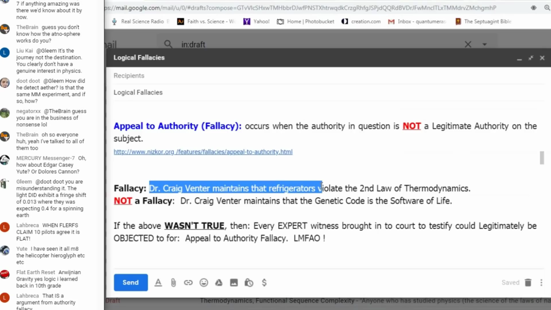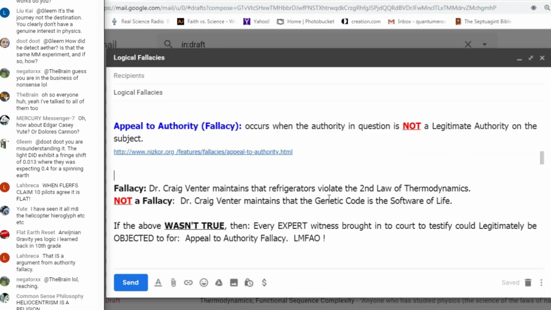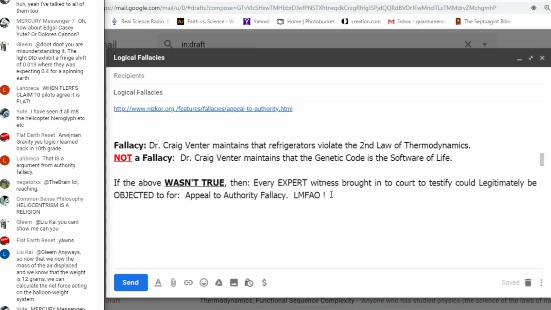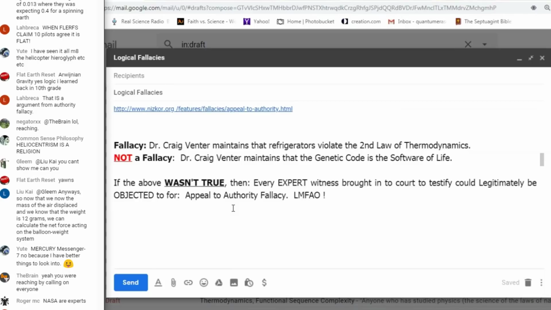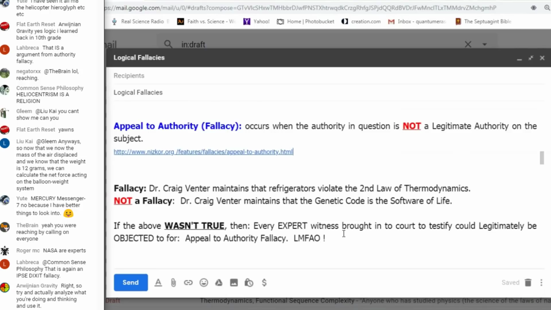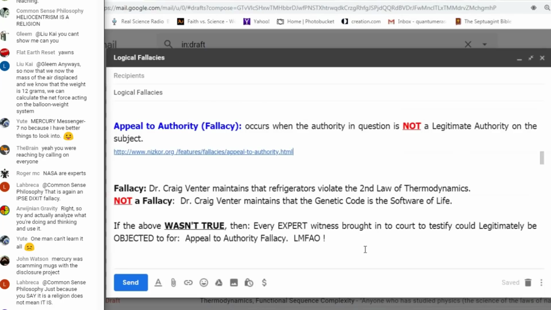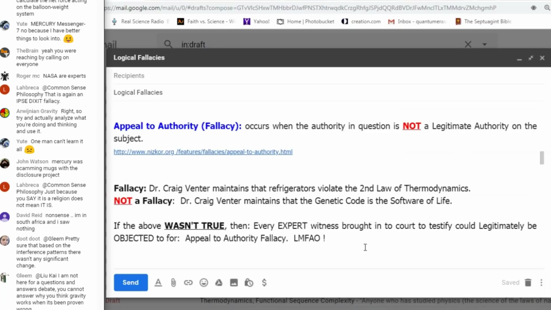But the fallacy is, well, Dr. Craig Venter is probably not a refrigerator expert. He may know a little bit about the second law of thermodynamics, but this sets it apart. This is a fallacy because he is not a legitimate authority on refrigerators. Now, if this wasn't true, if it was just "that's an authority," then every expert witness brought into a court to testify could legitimately be objected to by the prosecution or the defense as an appeal to authority fallacy. There would be no expert witnesses allowed in court. Does that make any sense to you people? Yeah, it's just to dumb it down a little. There's a movie called Billy Madison about a rather stupid person, and he goes to college and learns that many of the facts he's been taught by his mother are incorrect.